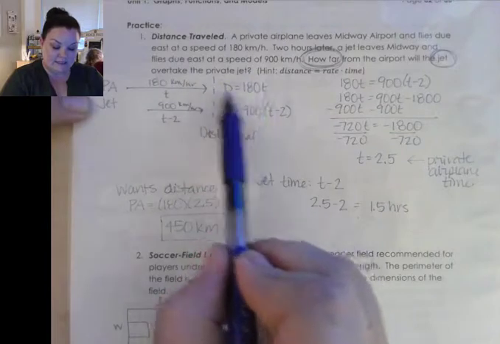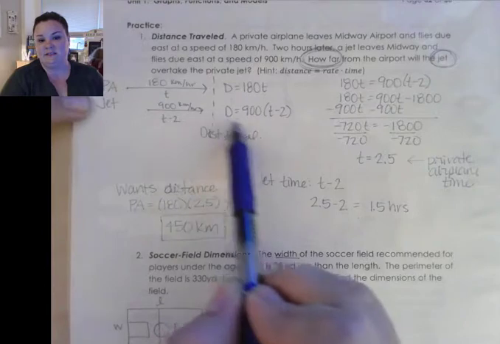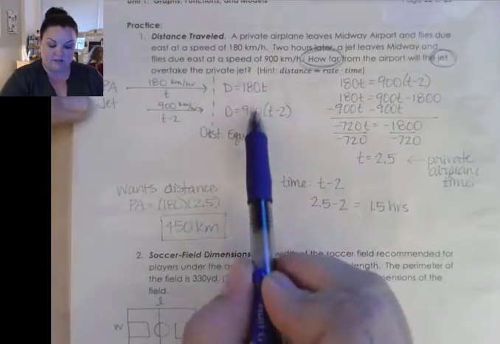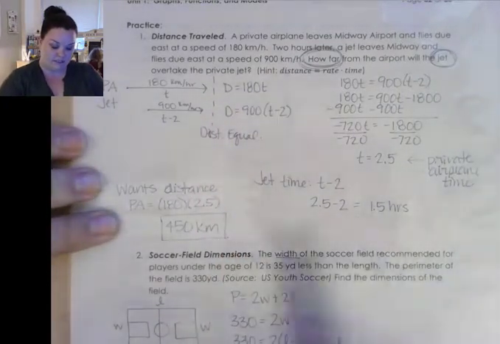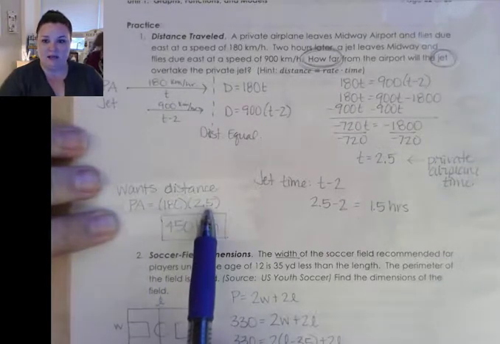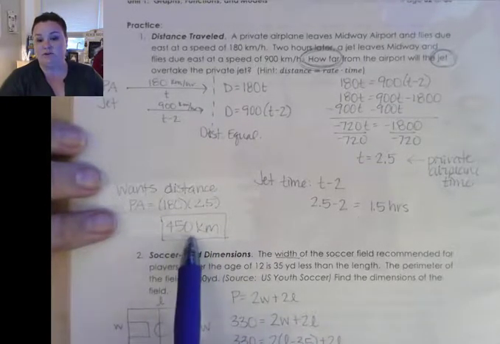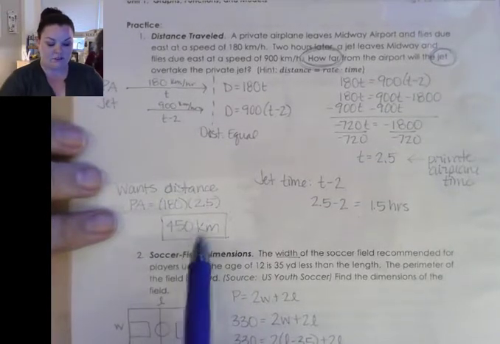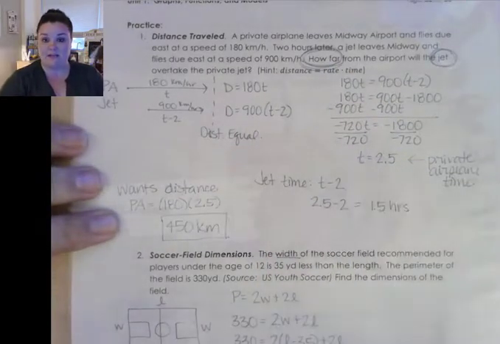So I could use this distance formula for the private airline, or I could use this distance for the jet. It doesn't matter. Either way, I'm going to take what I got for T and plug it into one of these distances so I can see how far it went. I'm just going to use the 180 times T. So our private airline traveled for 180 kilometers per hour for 2.5 hours, which means that the jet caught up to him when they were 450 kilometers from the airport. Does that make sense? Okay, so make sure you know what it's asking you so you don't stop when you get an answer, because that may not be the answer needed.